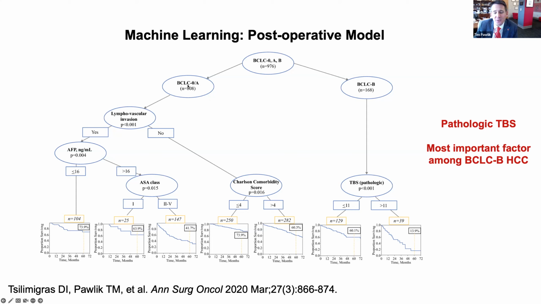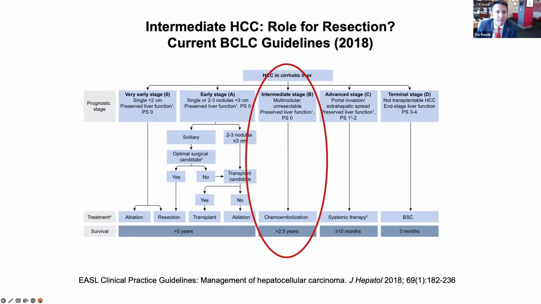who are BCLC 0 or A, but tumor burden score, now based on actual pathology, is what drives patients' long-term survival. And in fact, if you have a tumor burden score greater than 11 on your final pathology, your 5-year survival is only in the range of about 10 to 15%.